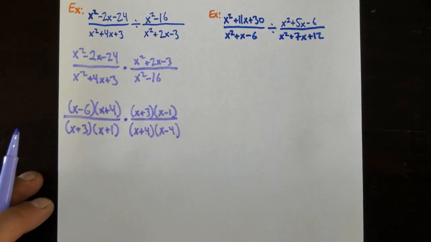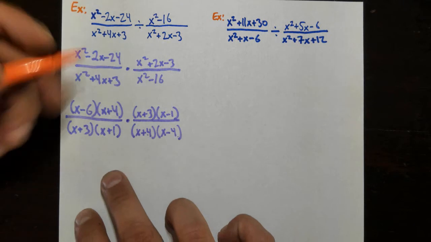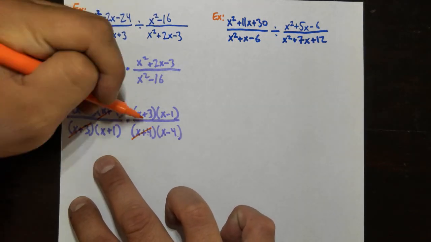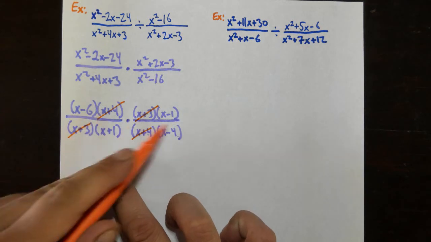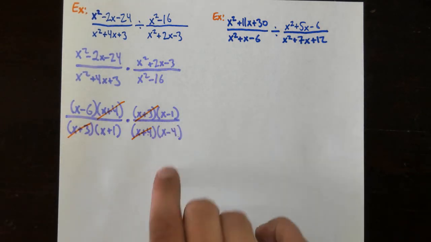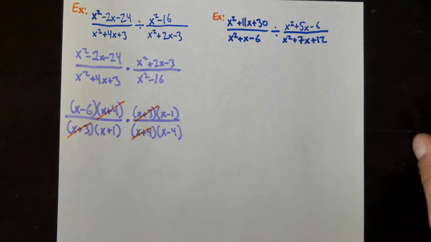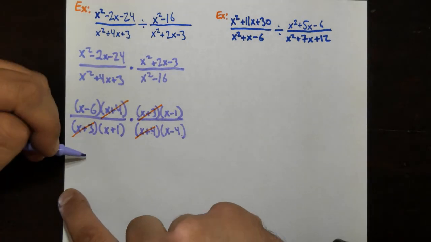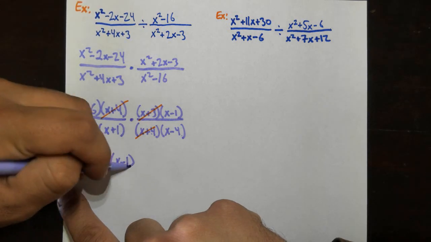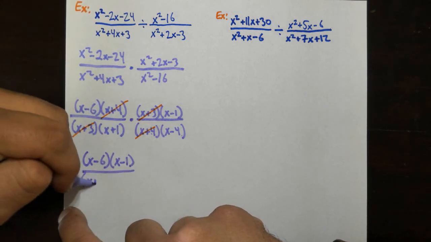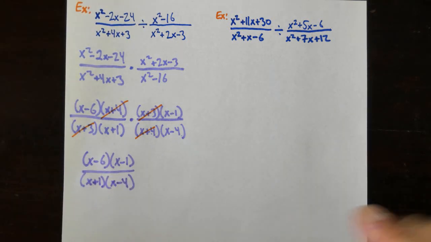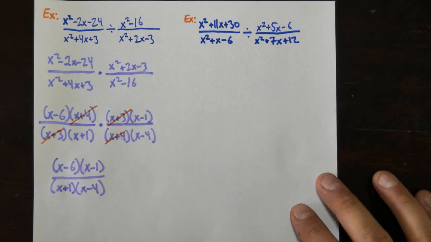Okay, so now we can cancel. So we have an x plus 4 and x plus 4. We have an x plus 3 and x plus 3, and it looks like that's all we can cancel. Notice that this is x plus 1 and this is x minus 1. Those are two different factors, so we can't cancel those out. So x minus 6 times x minus 1 over x plus 1, x minus 4. Okay. And then lastly, this one.